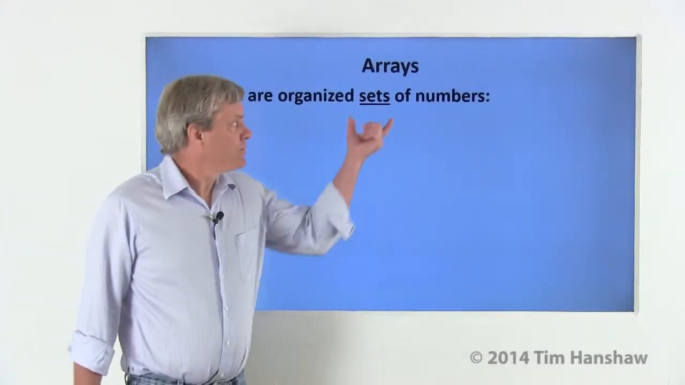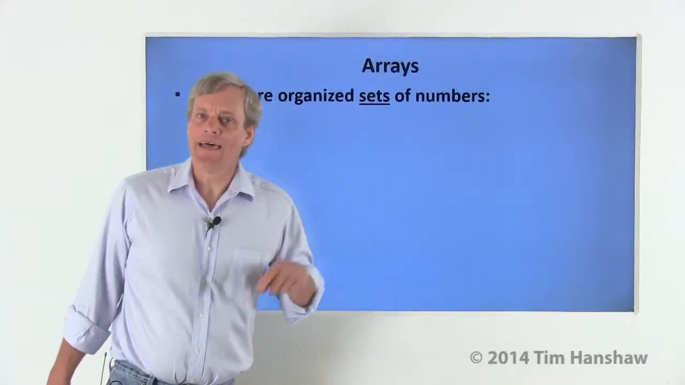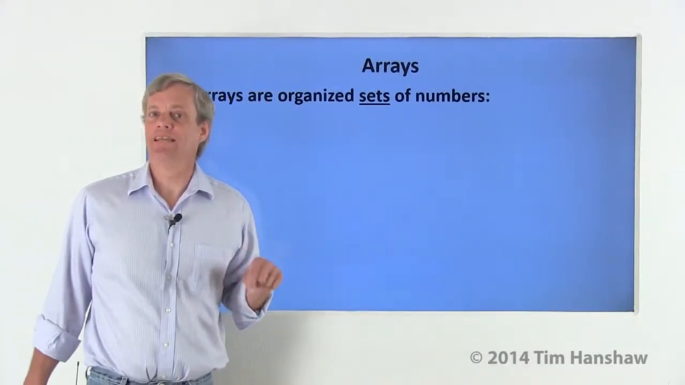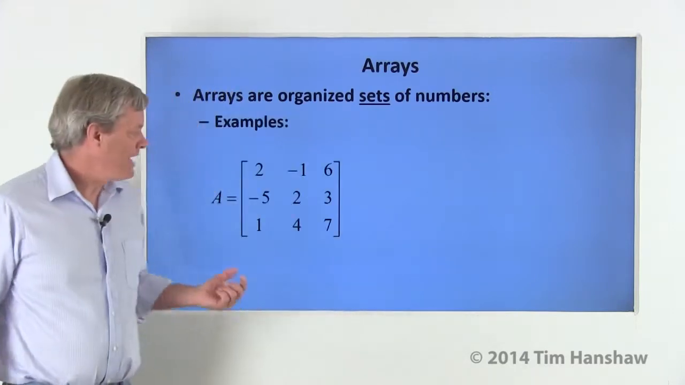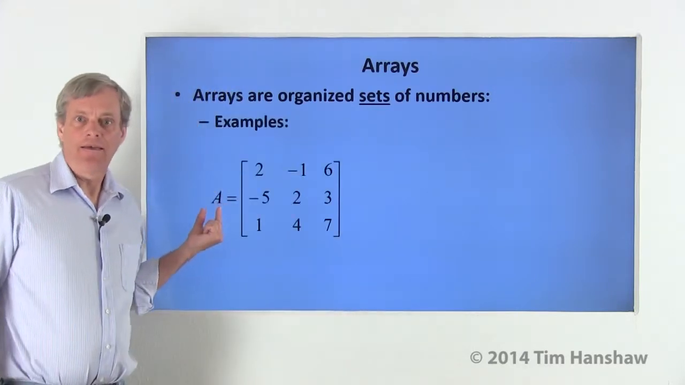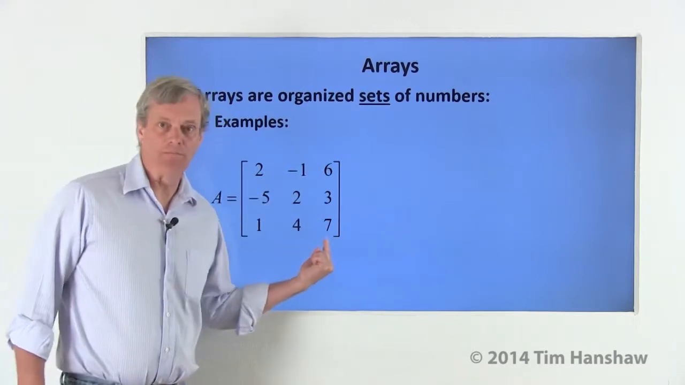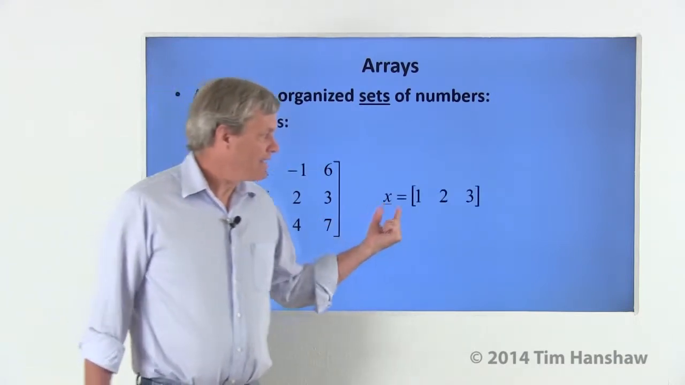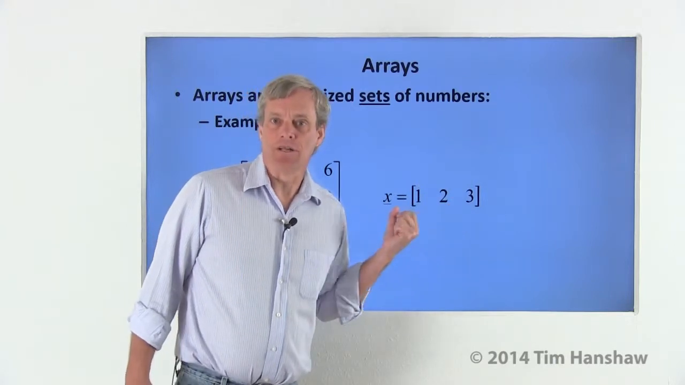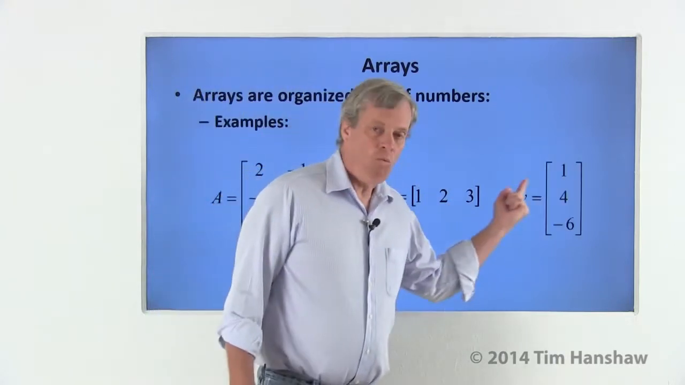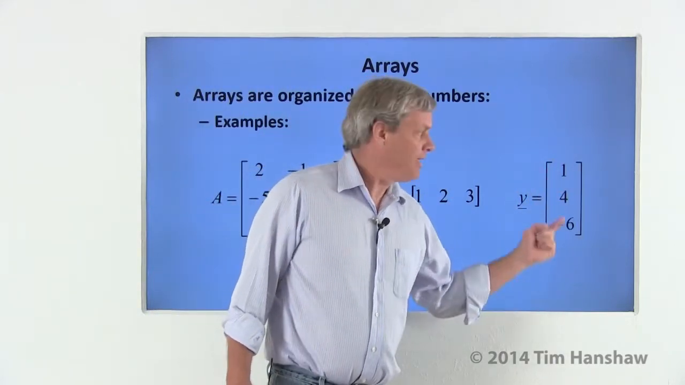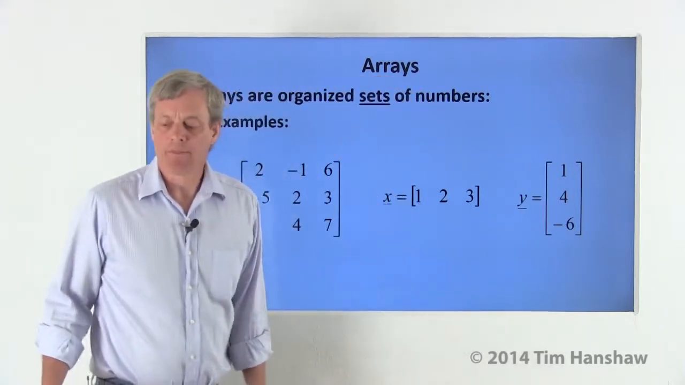Arrays are groups or sets of numbers. That is, a given variable can contain many numbers. For example, this array, A, contains 9 numbers organized in 3 rows and 3 columns. The array X has a single row with 3 numbers in it. This array, Y, contains a single column also with 3 numbers.